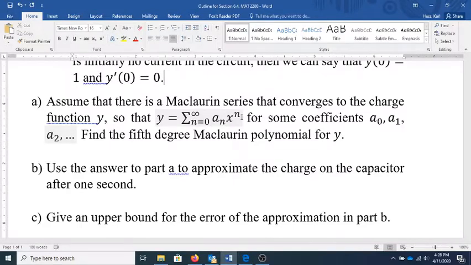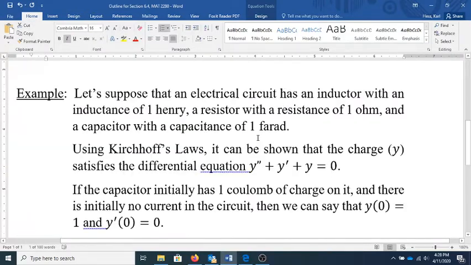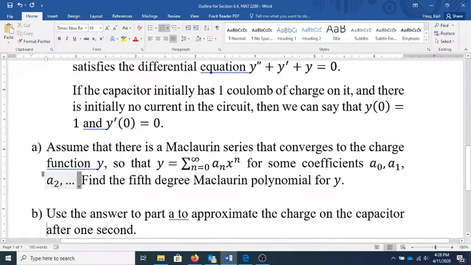Now the trick to this is, assuming that there is such a Maclaurin power series, we need to figure out what these coefficients are. If we knew what y was, then we could build these coefficients by taking the derivatives of y. That's what those formulas we learned in the last section were about. But here we don't know what y is. We're trying to find y. So we're going to find our coefficients not by knowing what y is, but by knowing how y relates to its first derivative and its second derivative. We're going to use the differential equation itself to construct the coefficients of our Maclaurin series. So let's talk about what that looks like.